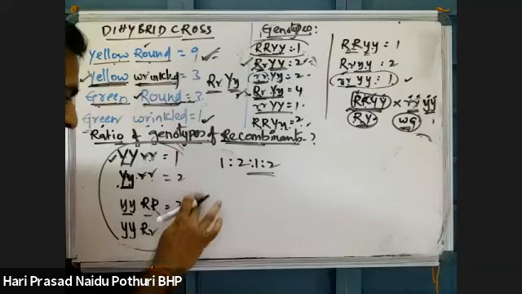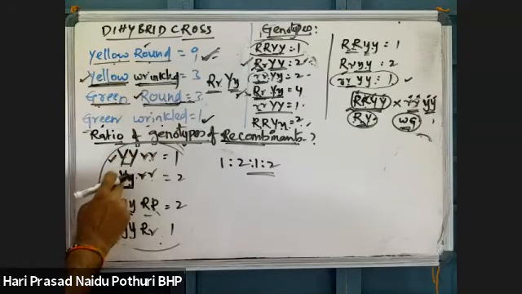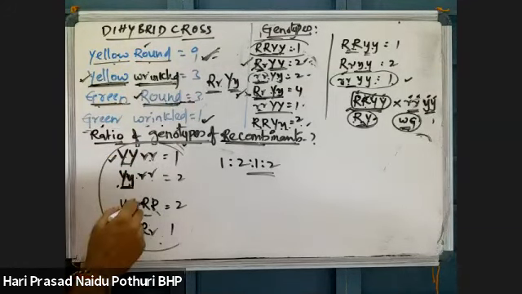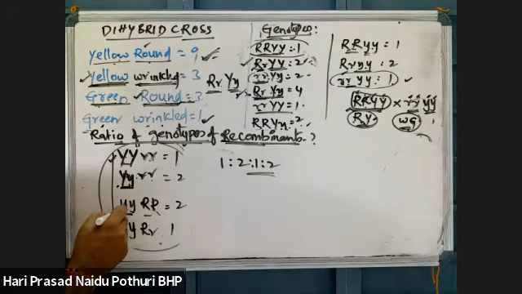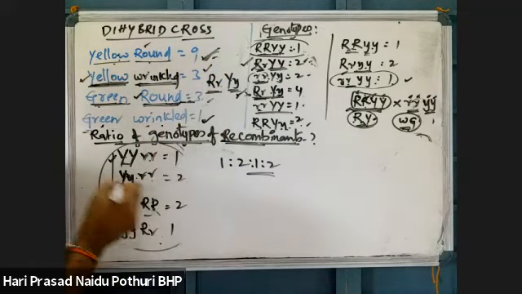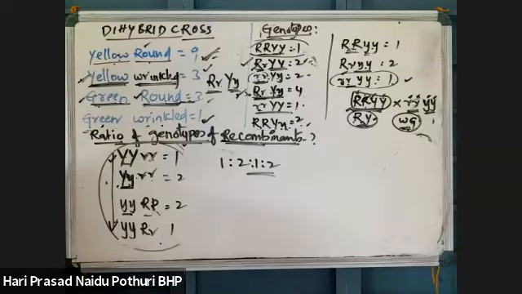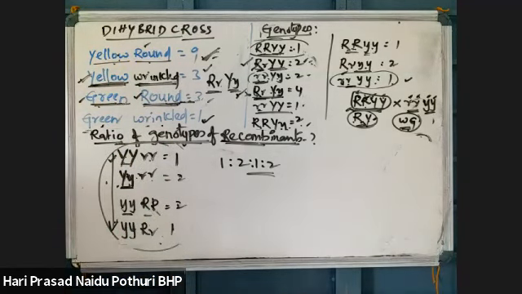So these are possible genotypes. These are capital Y, small r, small r; capital Y, small y, small r, small r; small y, capital R, capital R; or small y, capital R, small r. These are possible genotypes that can give recombinant phenotypes. Yes or no? These genotypes will give recombinant phenotypes. So they are produced in which ratio? 1:2, 2:2, 2:1, or 1:1:2, or 2:1:2:1, like that we can write.